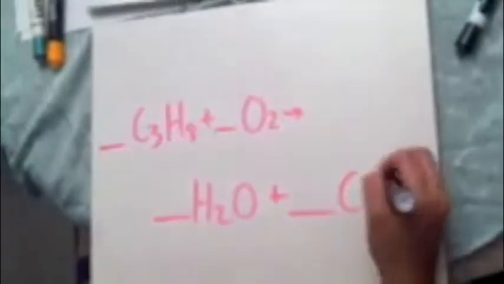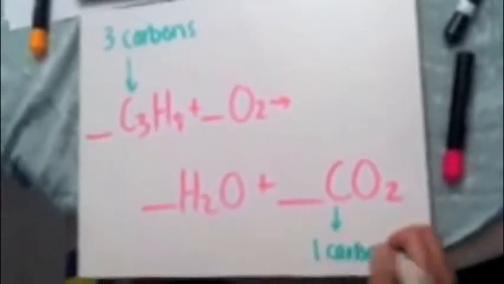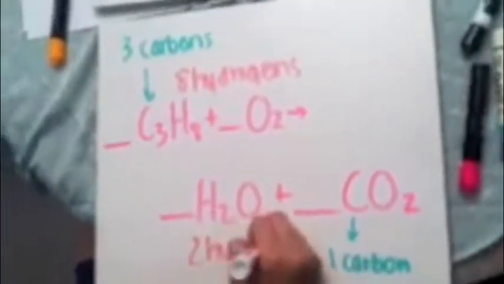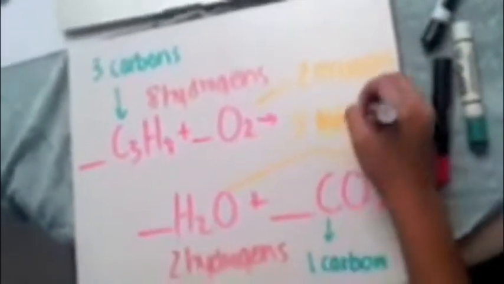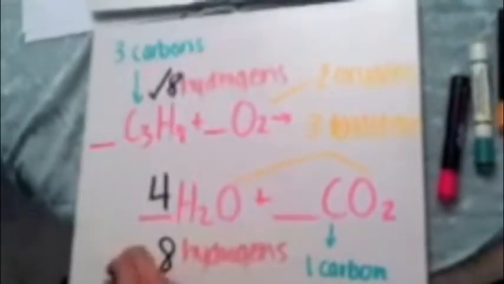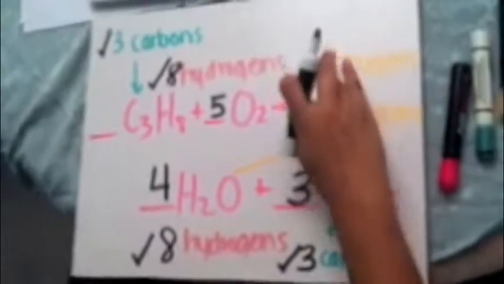Here is another example. You are given the skeleton equation C3H8 plus O2 yields H2O plus CO2. In this equation, you can see that there are 3 carbon atoms on the left and 1 on the right, 8 hydrogen atoms on the left and 2 on the right, and 2 oxygens on the left and 3 on the right. An easy place to start on this equation is to put a 4 coefficient in front of H2O to balance out the hydrogens. Next, to balance the carbon atoms, put a 3 in front of the CO2. Finally, you can finish it off by placing a 5 in front of the O2, making it all even.